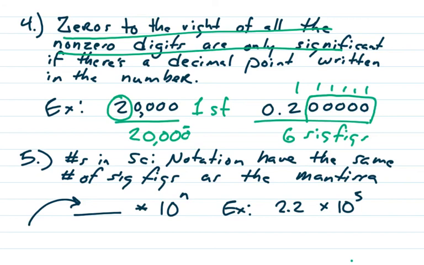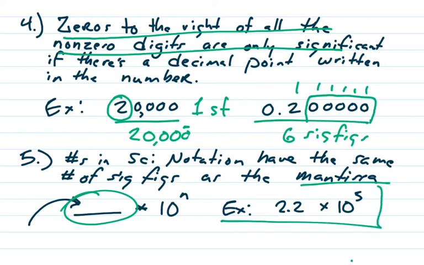And the last rule here is numbers in scientific notation. They have the same number of sig figs as the mantissa. The mantissa is just the number in front of the times 10 to the whatever number. So in our example, 2.2 times 10 to the 5th is just going to have 2 sig figs, and those sig figs are 2 and 2.